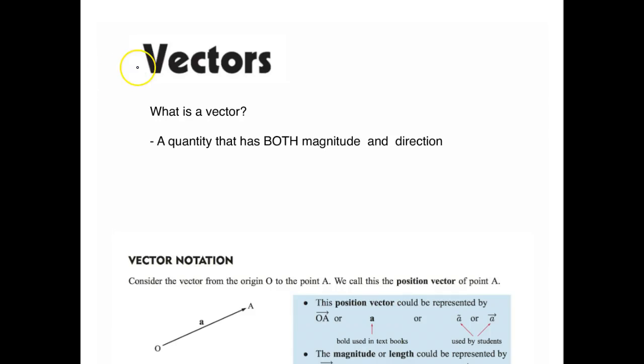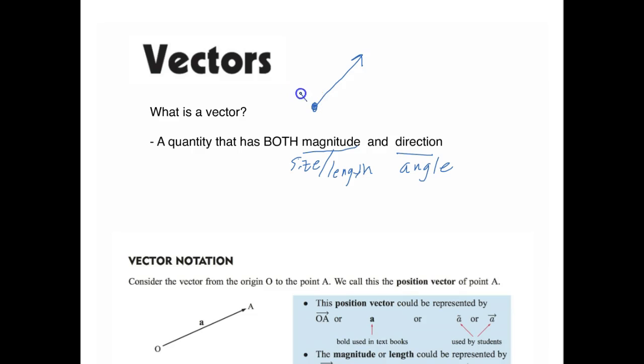Topic for vectors. So first, what is a vector? Well, it's a quantity that has both magnitude and direction. Now, magnitude is a fancy term for size or length of a vector. And direction means which way the vector is pointing, or what angle it makes with the x-axis. We use an arrow or ray to represent a vector, where the length of the arrow is its magnitude, and which way it's pointing is its direction.